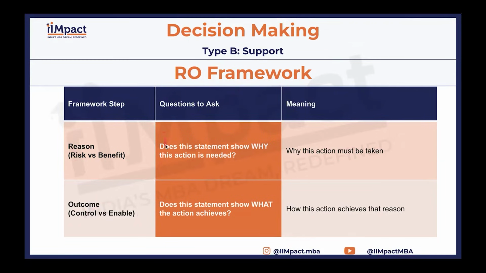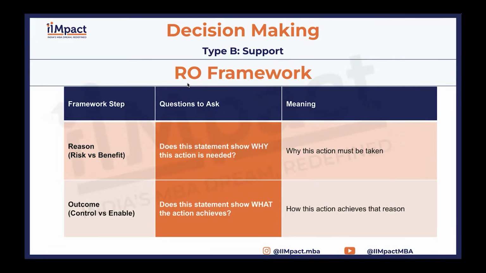You should ask yourself, does this statement show why this action slash decision is needed? That would be the reason part. And this is going to be the most important factor in these questions. Is this even required? Does this show why this action is needed? And second would be the outcome side. Does this statement show what the action achieves? So the RO framework is very straightforward. First of all, you have to look at the reason, the why for the action getting implemented.